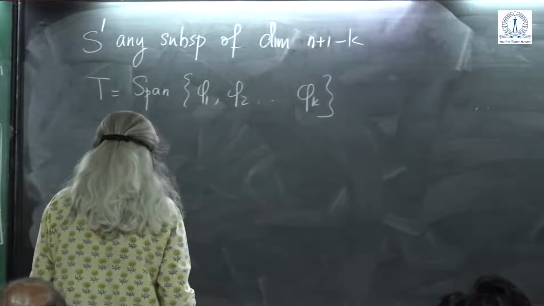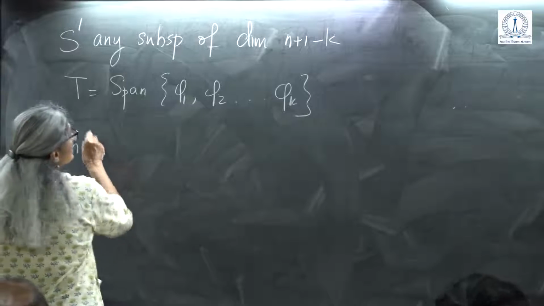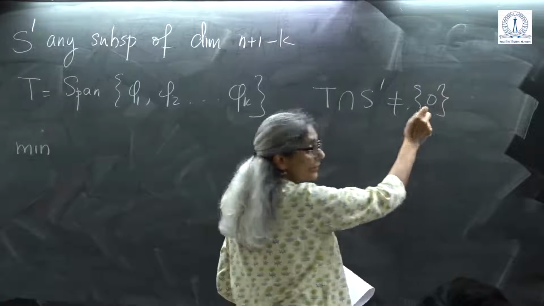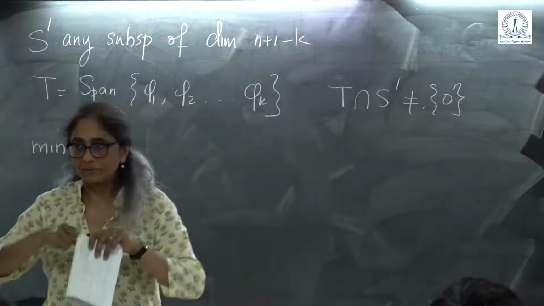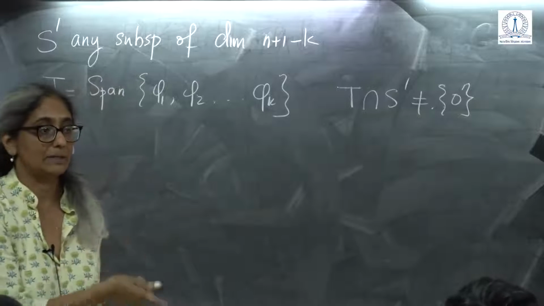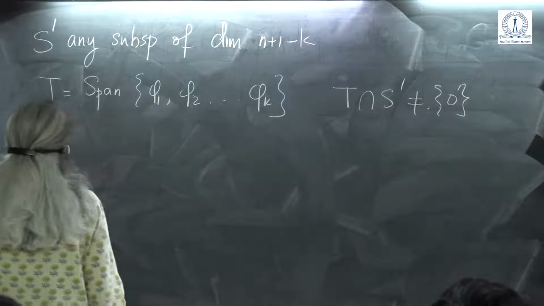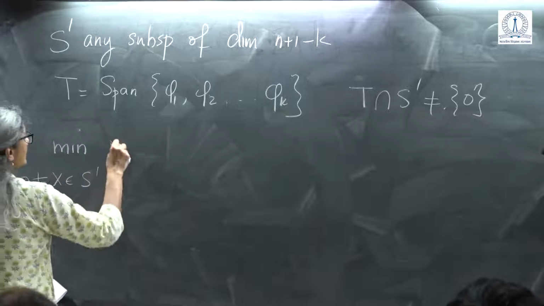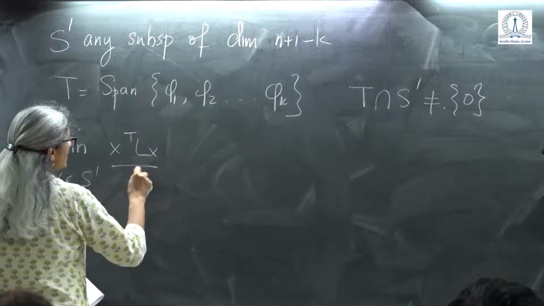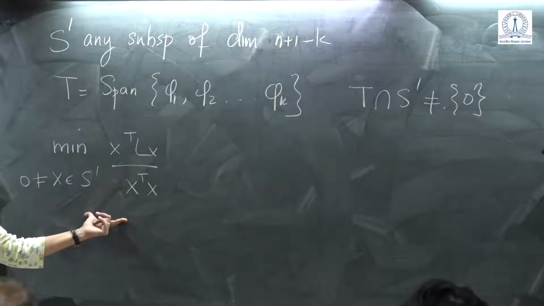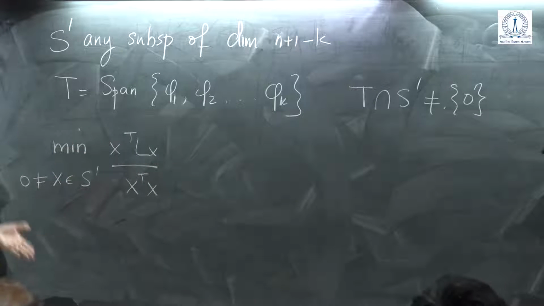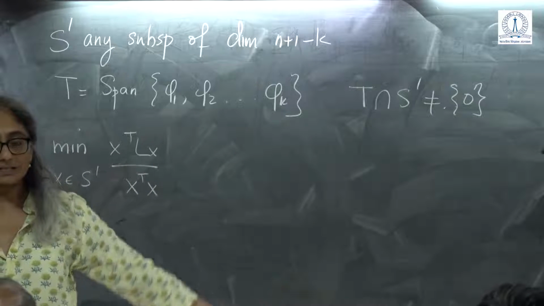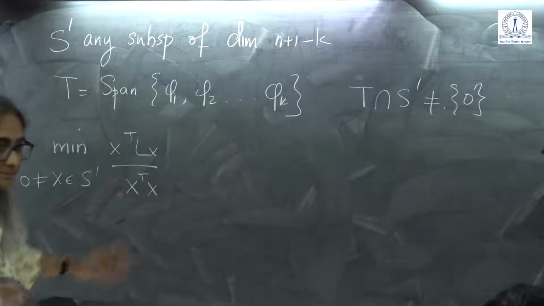So the key observation is T intersect S prime is not just 0. It has to have something more. Any two subspaces will of course intersect in 0, but this has something more, something non-zero in it. Okay, so let's calculate the minimum over x in S prime, not 0, of the Rayleigh quotient. I'm trying to argue that this cannot exceed lambda k, right? I'm varying now over an arbitrary subspace, and I want to say the minimum is less or equal to lambda k. Therefore, when you take the max over all of these guys, you still have lambda k, okay?